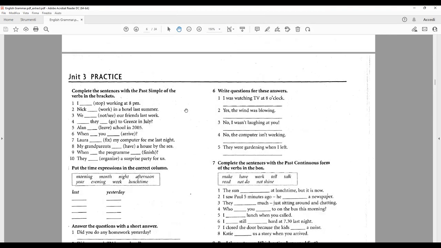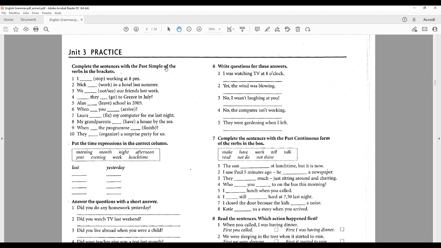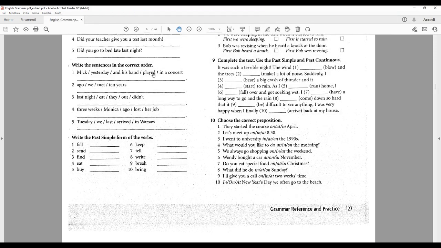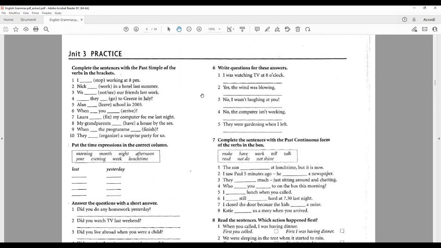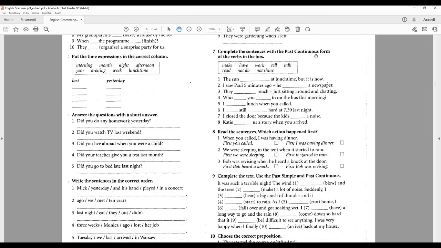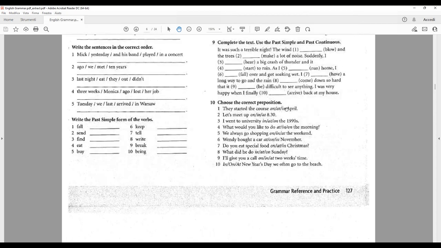And keep in mind that I will be giving you the key afterwards anyway. So complete the sentences with past simple, okay? So you must use the past simple, answer the questions with short answers, write the sentences in the correct order, write the past simple forms of the verbs, write questions for these answers, complete the sentences with the past continuous form, read the sentences, which action happened first, complete the text, use the past simple and past continuous, choose the correct prepositions.